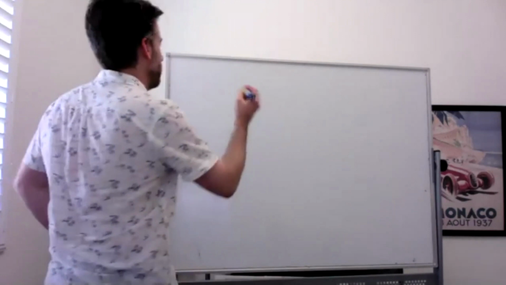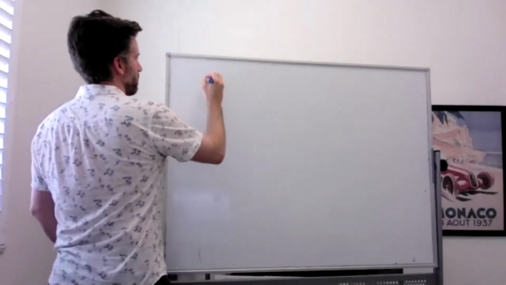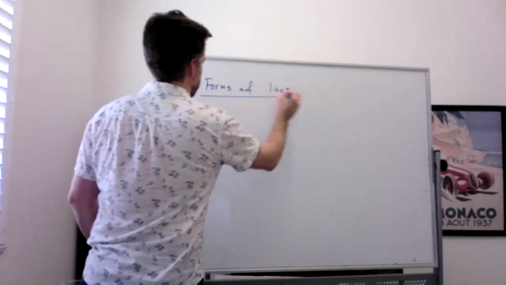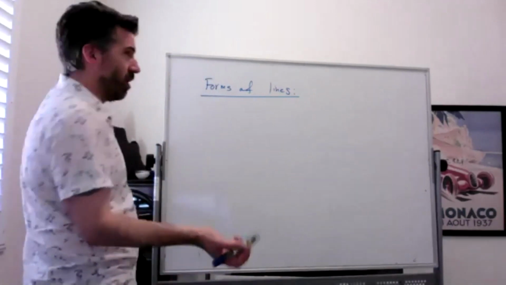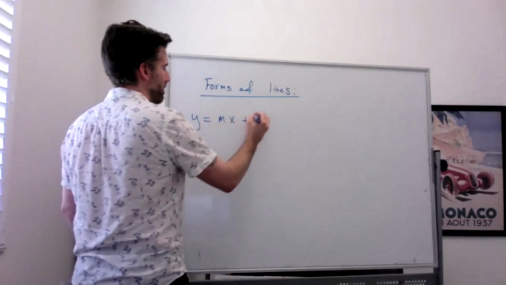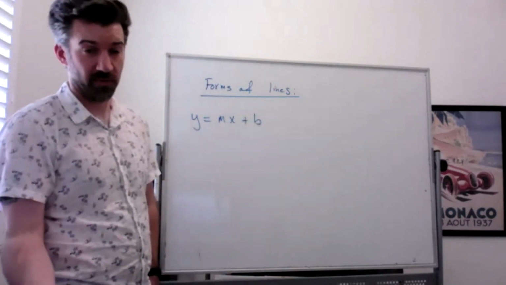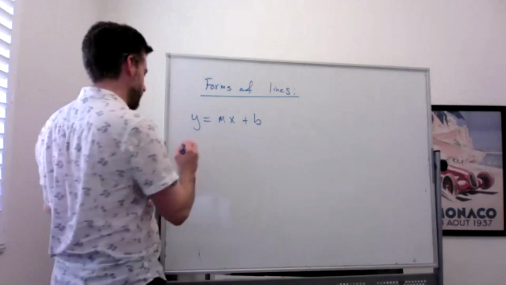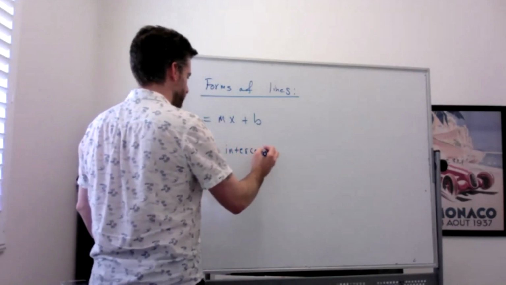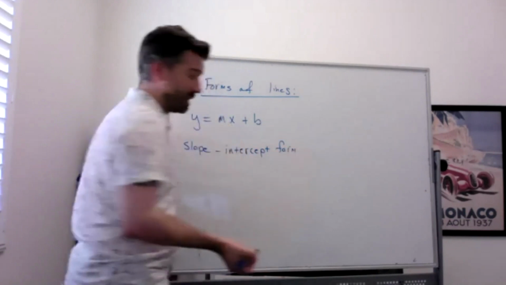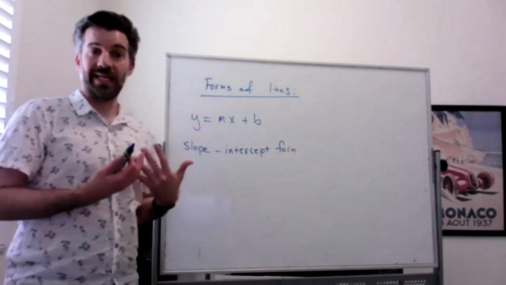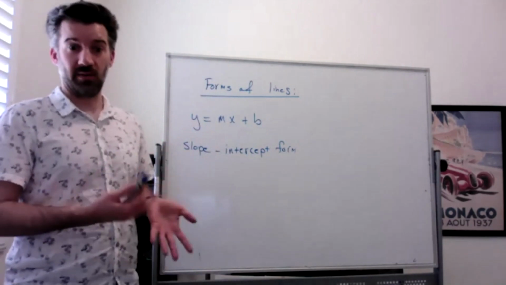So what I want to talk about first is the two forms of lines. The form we're probably all most familiar with is what people often just call the y equals mx plus b form, but it's also called the slope intercept form. The reason it's called that is because if your line is written in this form, it is obvious what the slope and the y-intercept are.